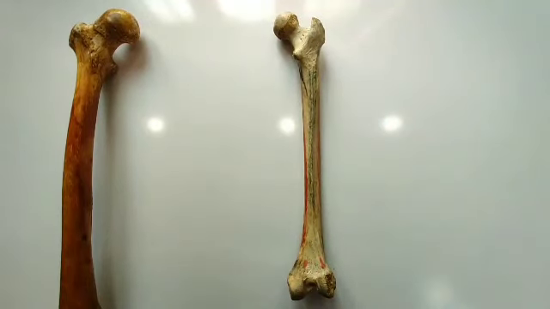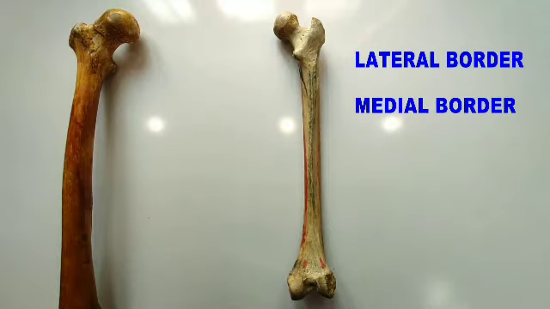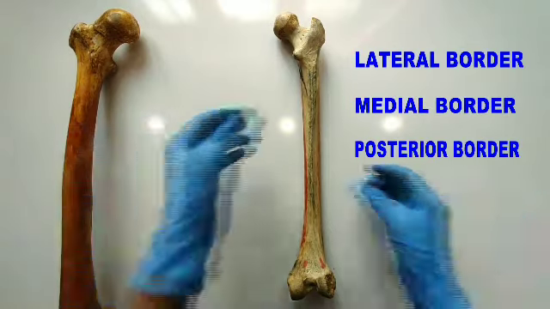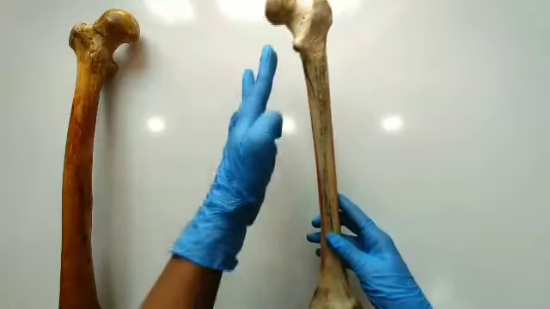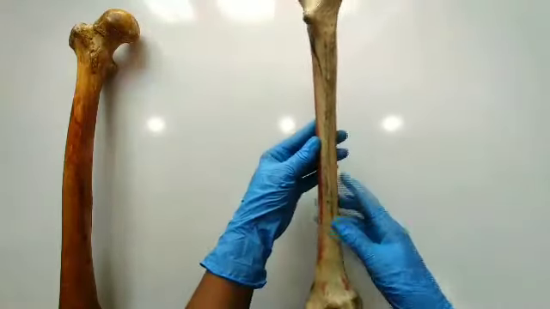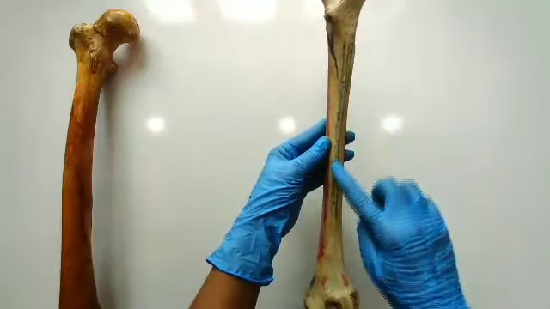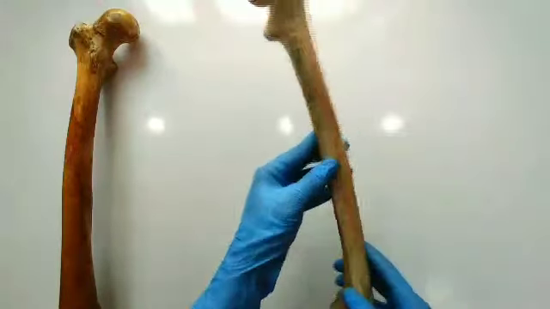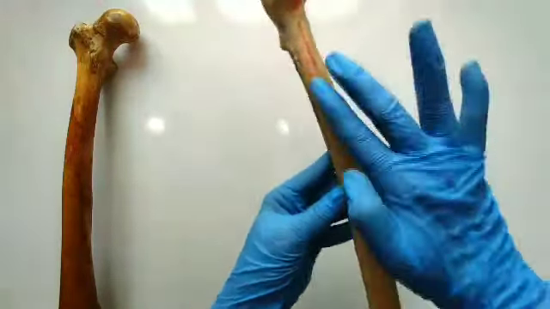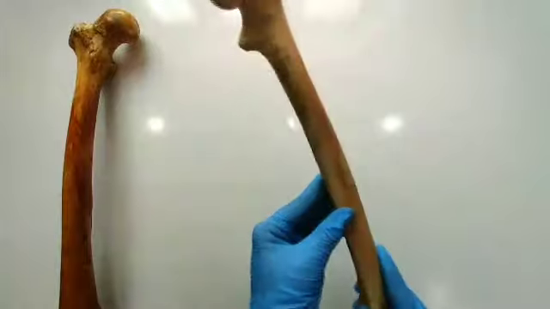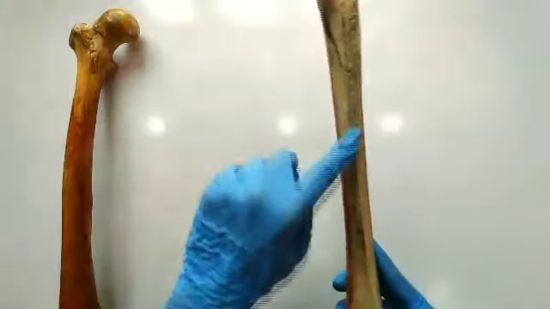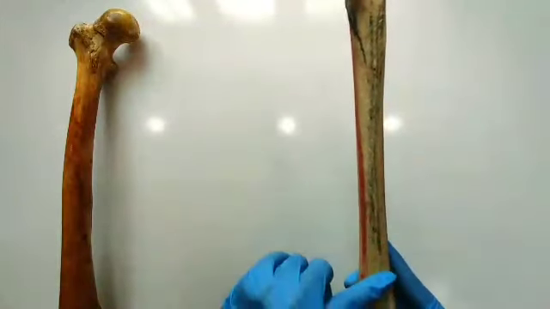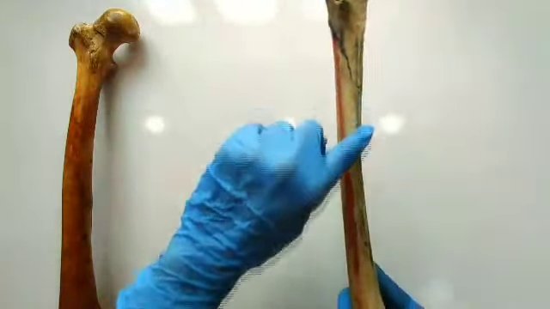Now the 3 borders are lateral border, medial border and posterior border. So here this is the lateral border, and here comes the medial border, and here what you see right here is the posterior border. And when you examine the lateral border and the medial border, you can see that both borders are rounded and ill-defined. And the posterior border is rough like a crest, and it is very prominent.